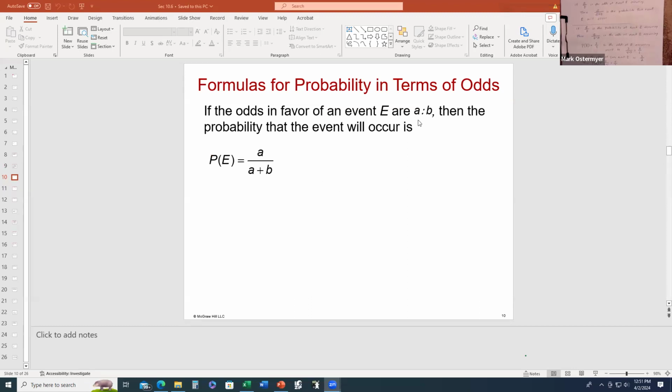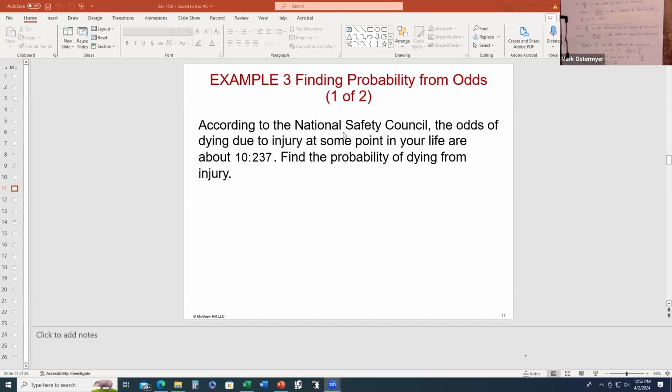And this is just showing you what I just indicated. If the odds in favor of event E are A to B, then the probability that the event E will occur is A over A plus B. So according to the National Safety Council, the odds of dying due to an injury at some point in your life are about 10 to 237. Find the probability of dying from an injury.